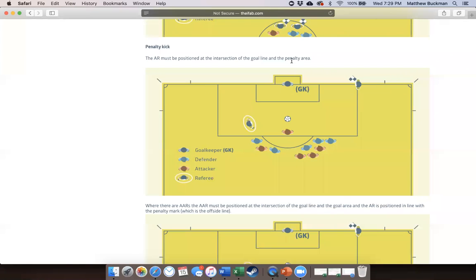ARs, if the ball goes in the net or if the goalkeeper saves it legitimately without any offense, you want to immediately backpedal out to this line. Don't turn your back and run because there are players here you need to be paying attention to. So backpedal back to the touchline, keeping your eyes on active play.